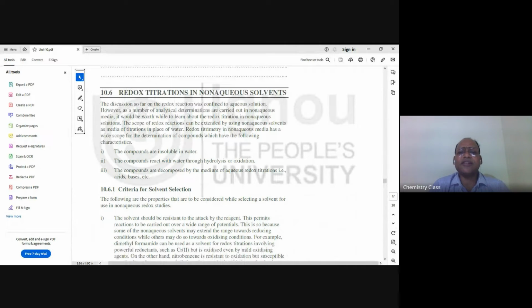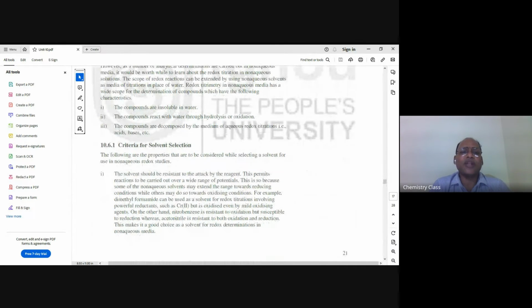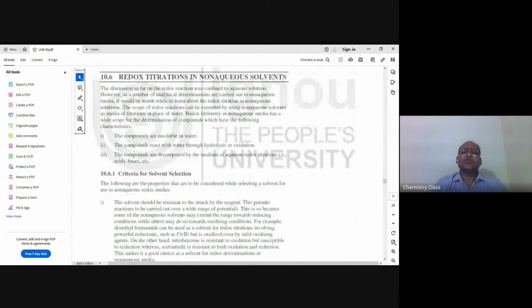Now redox titration in non-aqueous solvents. Redox titration in non-aqueous media has wide scope for the determination of compounds which have the following characteristics. What are the characteristics? First, the compounds are insoluble in water, so a non-aqueous solvent is used.